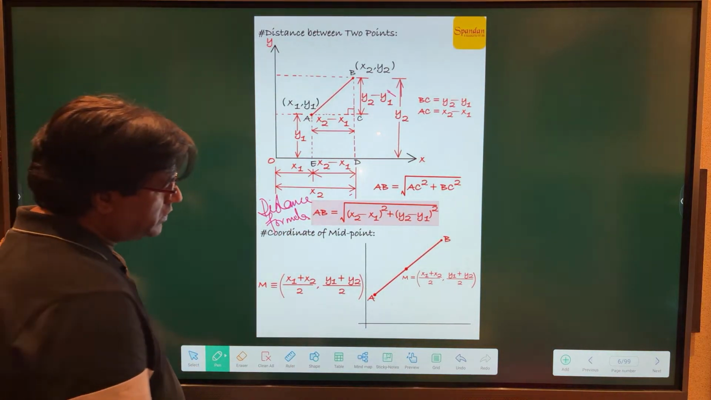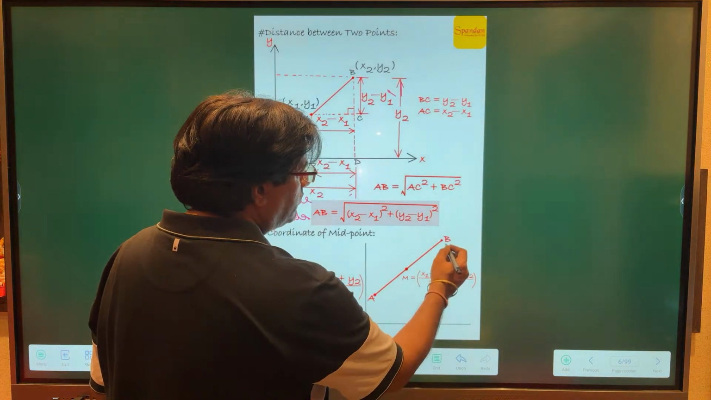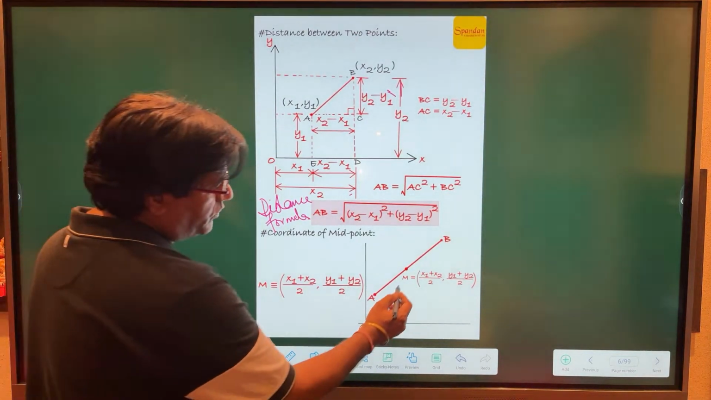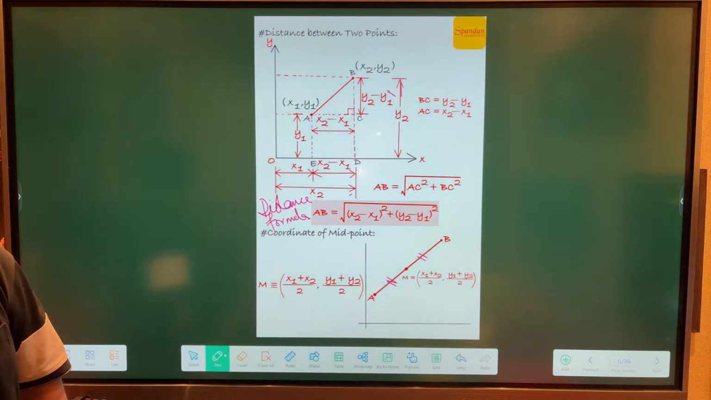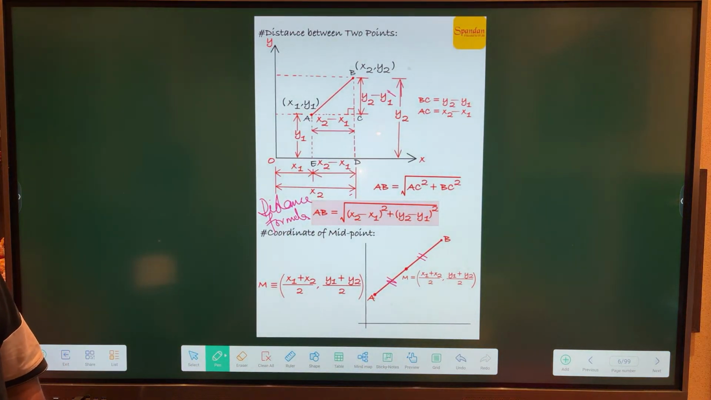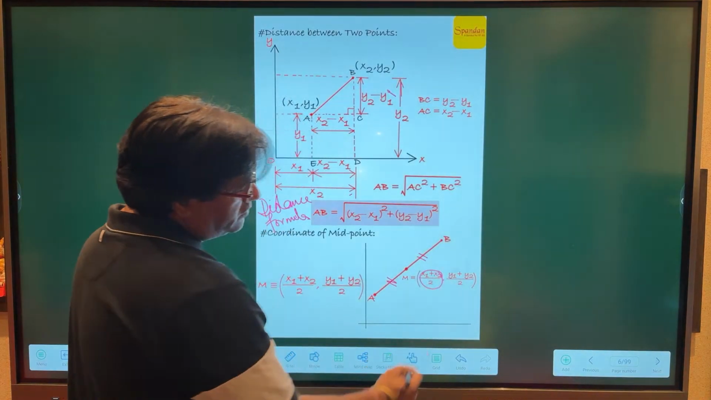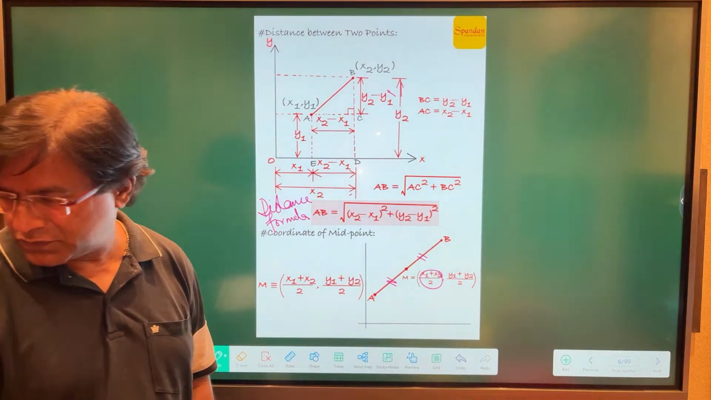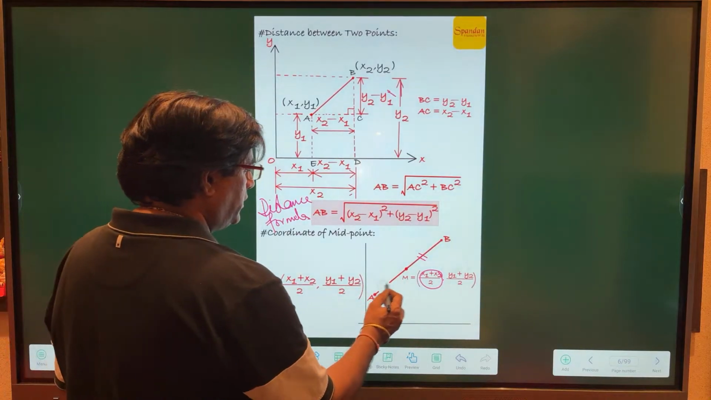For the midpoint, suppose A coordinate is x1, y1 and B coordinate is x2, y2. And we have to find the coordinate of the midpoint by dividing this line into two parts, right? So this midpoint coordinate will be the average of these two: x1 plus x2 by 2, and the y coordinate will be y1 plus y2 by 2. Understand? Right.